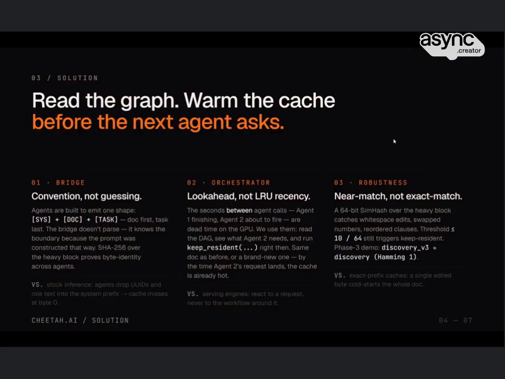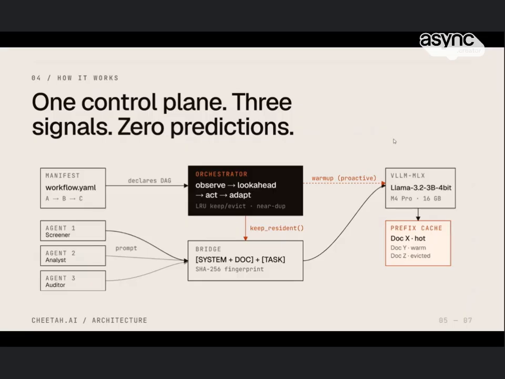Lastly, we have SimHash, which caches near-duplicate documents. So an amended document doesn't become a cold miss if I've already cached it. Here is the architecture of our solution, how our solution will work. And based on this architecture, let's look at the performance gains.